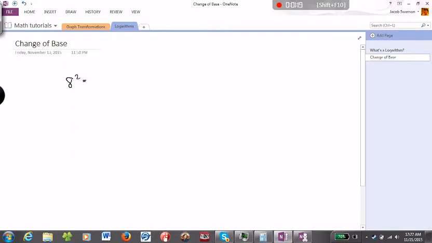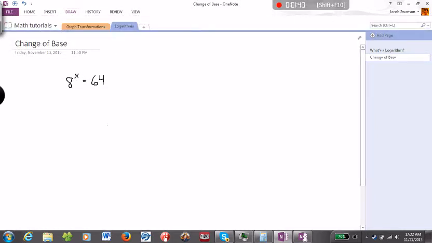All right, so 8 squared we know is going to be 64. 8 times 8 is 64. But now we're going to pretend that we never did this. We're back to 8 to the x equals 64.